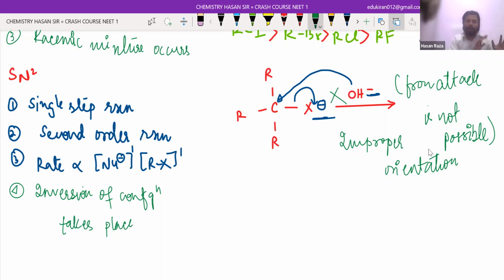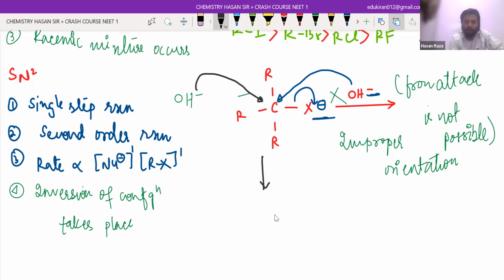Then OH minus can come and attack from front as well as back. There was no steric hindrance, no repulsion. But since this is your single step reaction, at the same time this will be happening, but this is not possible. That's why OH minus will come and attack from the back. You can see X minus is in front and OH is attacking from the back. So OH will be on the back side and X was on the right hand side, and OH is on the left hand side now. That's why inversion takes place.